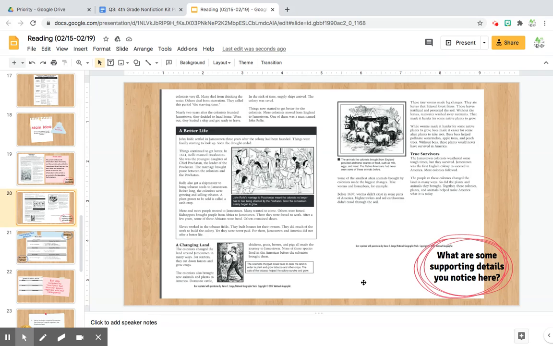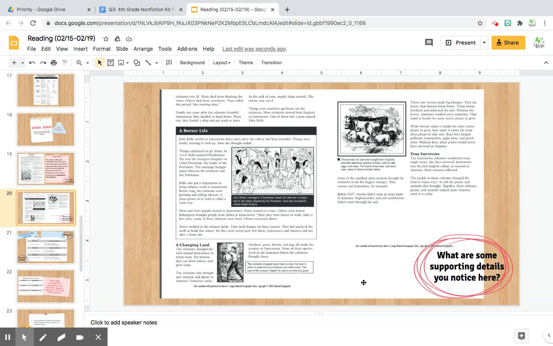Some of the smallest alien animals brought by the colonists made the biggest changes. Take worms and honeybees, for example. Before 1607, worms did not exist in some parts of America. Night crawlers and earthworms didn't crawl through the soil. These tiny worms made changes to the leaves that littered forest floors. Those leaves fertilized and protected the soil, so without the leaves, rainwater washed away nutrients. That made it harder for some native plants to grow.